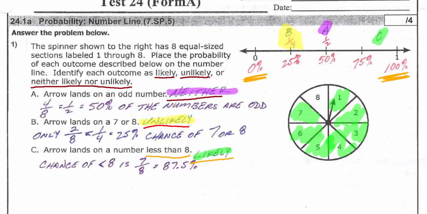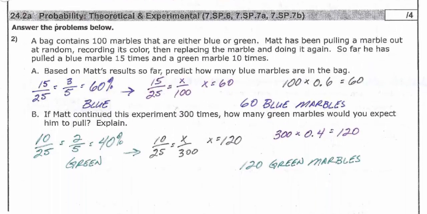Go back and review it as you need to with your test. Number 2. There's a bag containing 100 marbles, and they're all either green or blue marbles. Matt starts pulling marbles out at random, recording the color, and replacing the marble, and doing it again. So that's important.